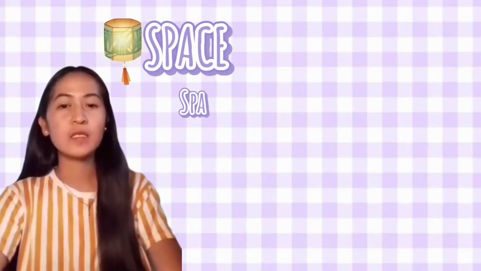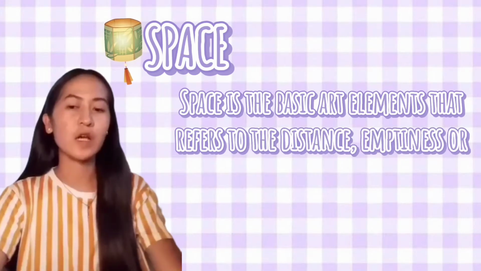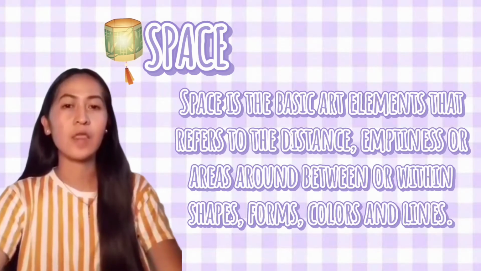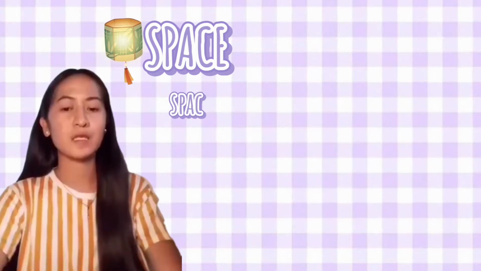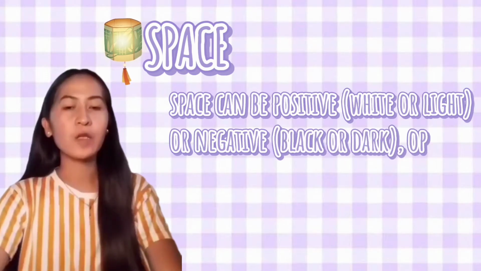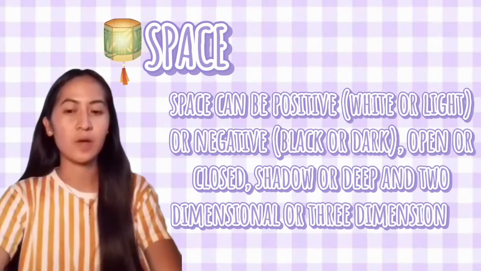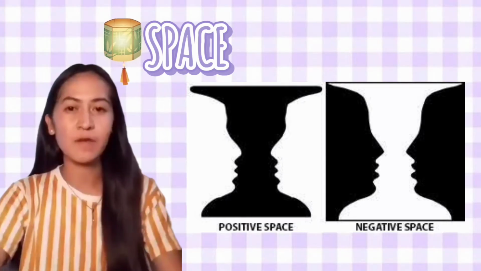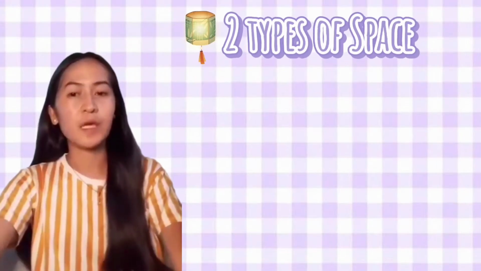Elements of visual arts. Space. Space is the basic art element that refers to the distance between the area around and within shapes, forms, colors, and lines. There is another definition of space. Space can be positive, white or light, or negative, black or dark, open or closed, shadow, deep and two-dimensional or three-dimensional. That picture shows the difference between the positive and the negative. There are 2 types of space.